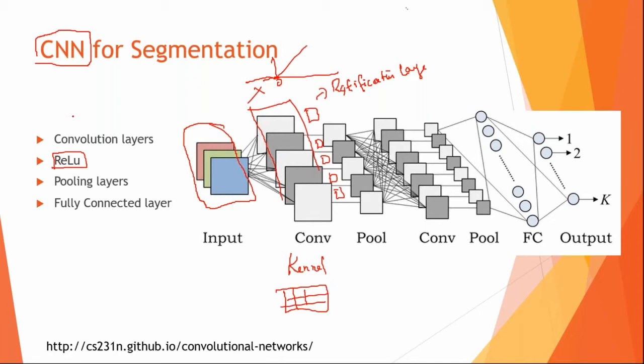And you can change it. You can have sigmoid, you can have tan sigmoid. So many different rectification functions are there. You can use that. Okay. So that is in between the convolution layer and the pooling layer.